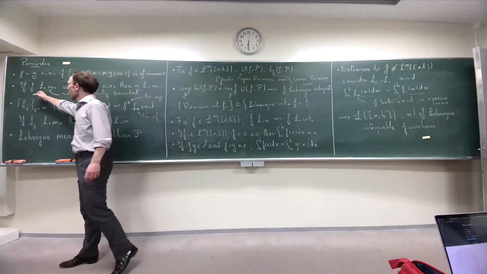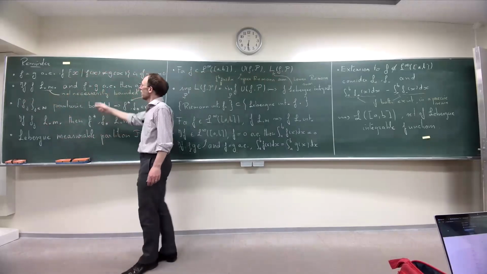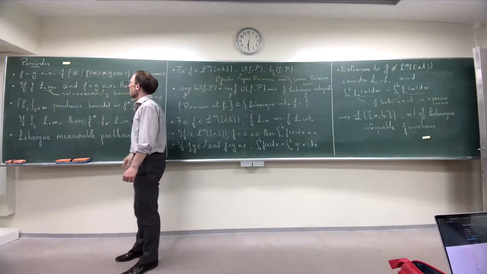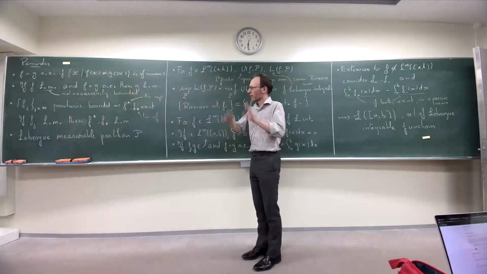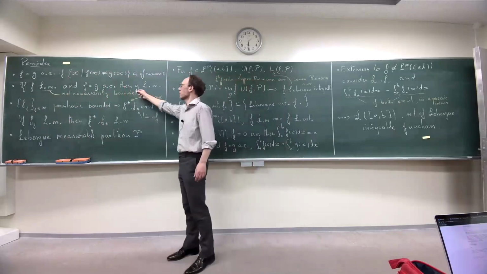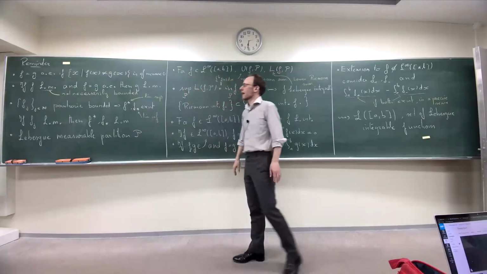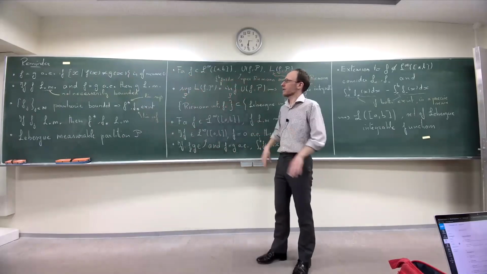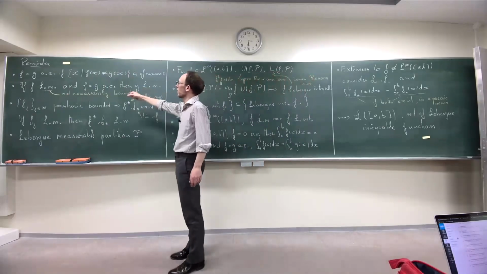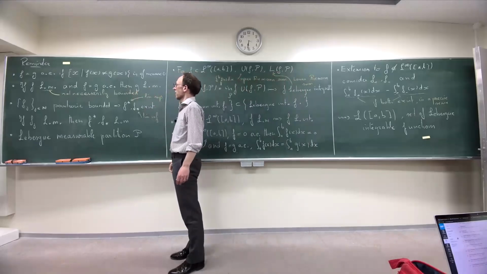So if a function f is Lebesgue measurable and f is equal to g almost everywhere, which means they are very similar, then g is also Lebesgue measurable. This is useful. So two functions can differ just on a set of measure 0. If one is Lebesgue measurable, the other one is also Lebesgue measurable.